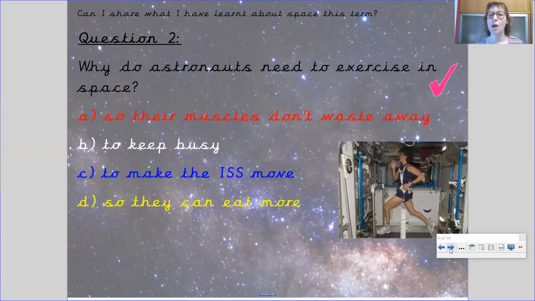Question 2. Why do astronauts need to exercise in space? Is it A, so their muscles don't waste away, B, to keep busy, C, to make the ISS move, or D, so that they can eat more? So why do astronauts need to exercise in space? Is it A, so their muscles don't waste away, B, to keep busy, C, to make the ISS move, or D, so they can eat more?